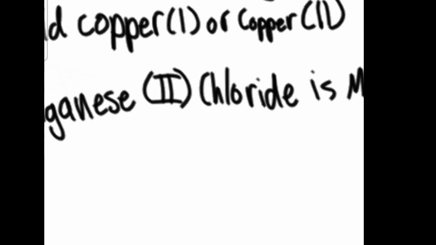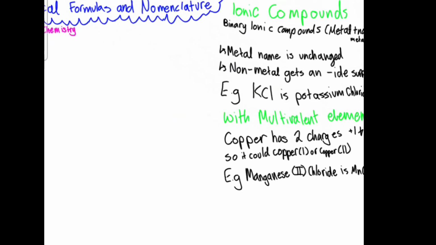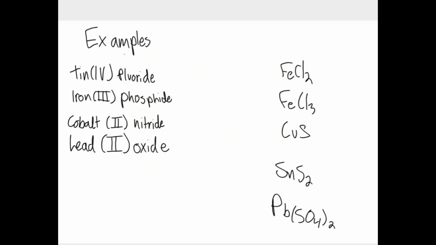So magnesium 2 chloride would be MgCl2. Let's do some examples. Okay, so here are some examples. Pause the screen if you need to write all these out and double check if you're right. I'm going to give you the answers in 3, 2, 1.